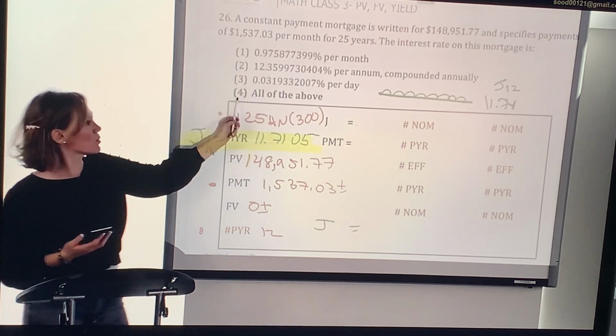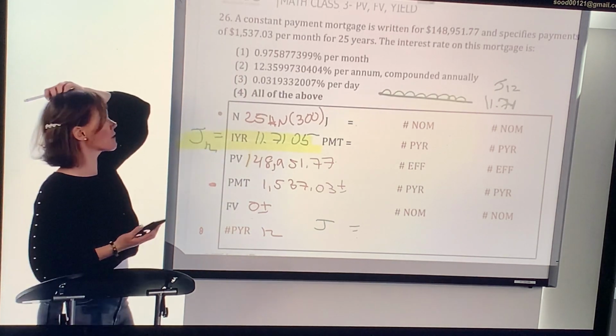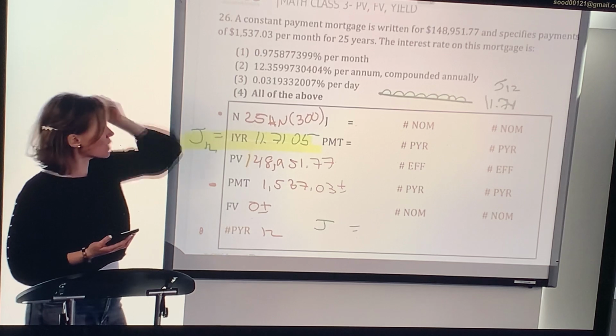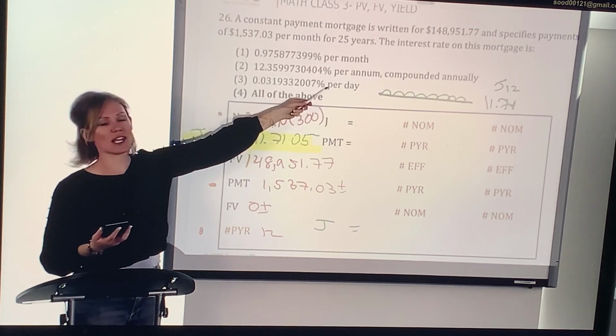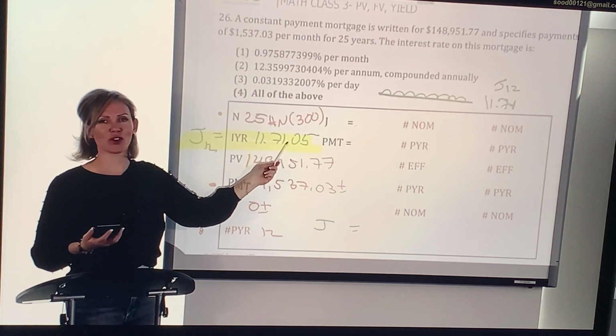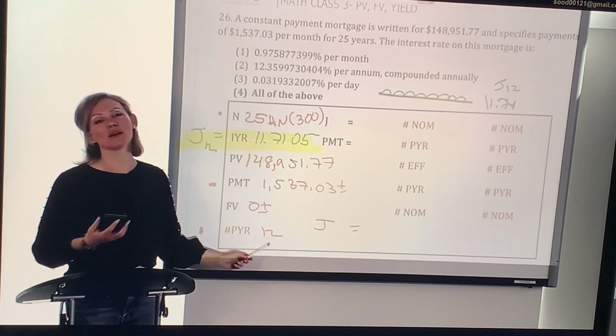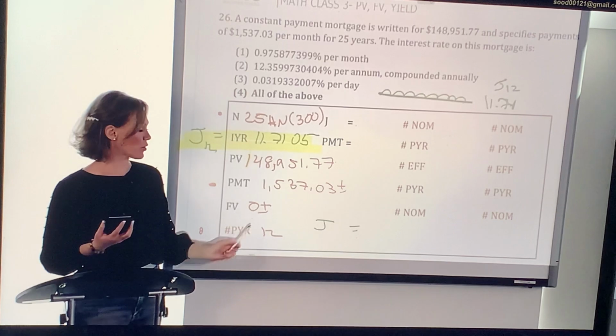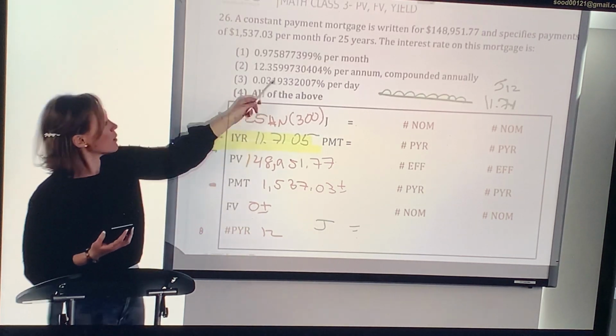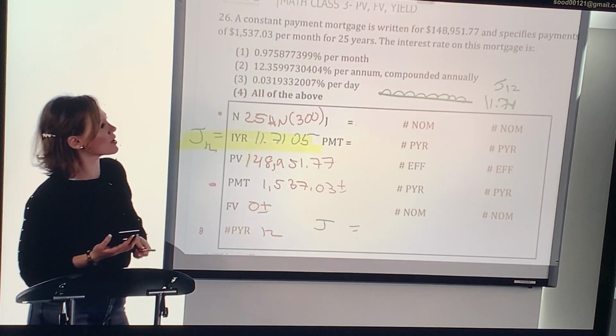So I know option 1 is true, but look, option 4 says all of the above, so you have to be really careful. What else can I do? Can I take this right now and divide it per day? Can I divide it by 365? Yes or no? No, because your PYR has to be in days before you can divide it by 365. So before we get there, let's finish option number 2, because that's the easy one, compounded annually.